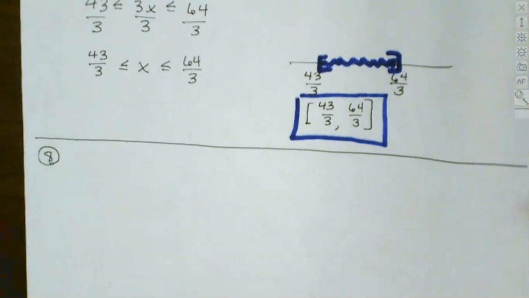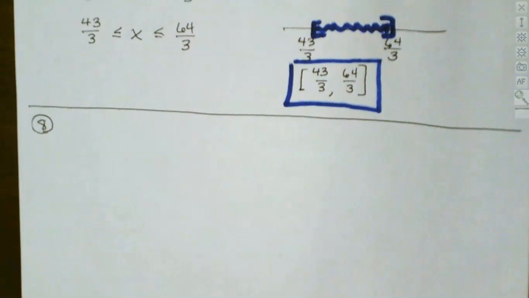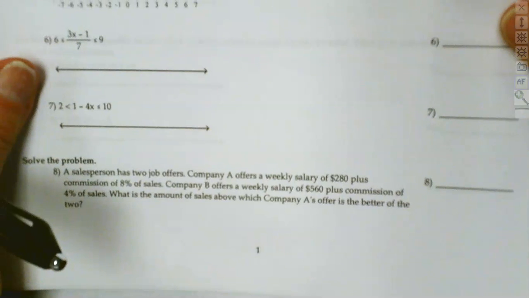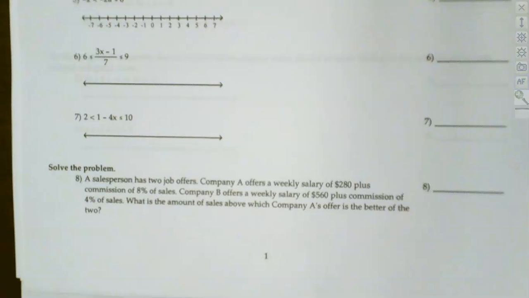Next, we're going to look at how to set up question 8. And question 8, we're going to be comparing different salaries. So we've got two different companies. So let's say we're selling cars. Okay, when you sell a car, you get commission. Now you also have a standard salary for that week. Some companies may give you more commission than others, but offer less of a salary.